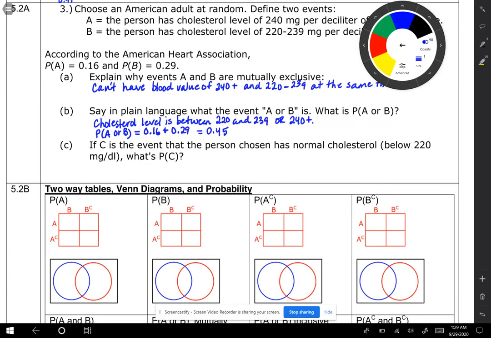And if you've realized already, those two don't add up to 1, that's because there is an event C. If C is the event that the person chosen has normal cholesterol, which is below 220 milligrams per deciliter, what's the probability of C? So the probability of C is equal to 1 minus the probability of the other two combined. So we can do that, and that is 0.55.